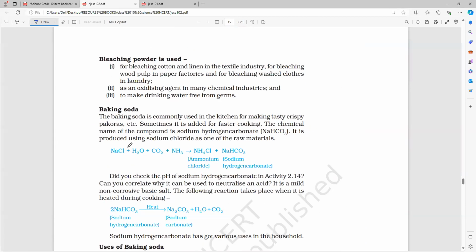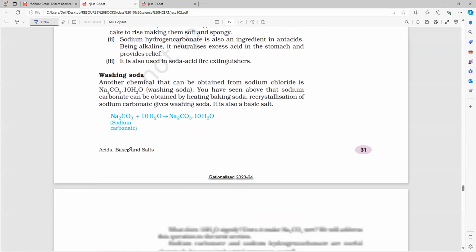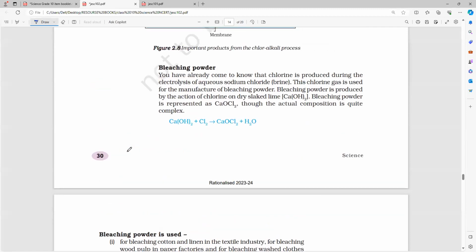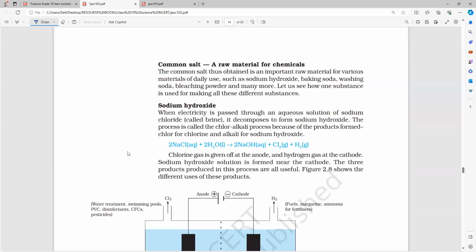So page number 30, we have the chlor-alkali process. So you can check it. Production of chlorine, chlor-alkali process. So what is the raw material? We are having NaCl brine. So do it, everyone. That's what it is.